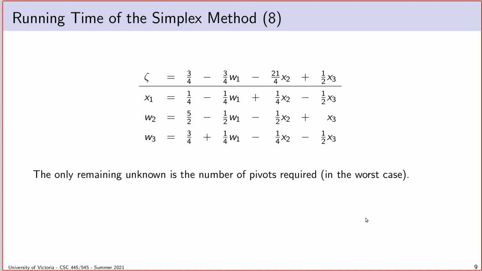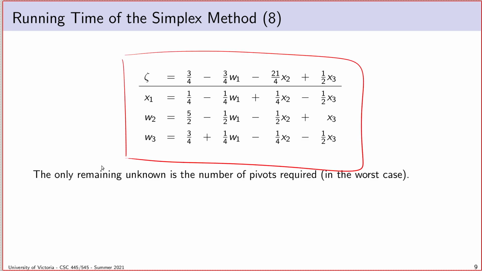So if we know that performing a single iteration of the algorithm takes big theta of m times n time, then I guess all we have to figure out is how many iterations are necessary in the worst case, assuming the algorithm doesn't cycle, which we now know is a reasonable assumption. There is a way of preventing that. And that really is the biggest unknown that remains.